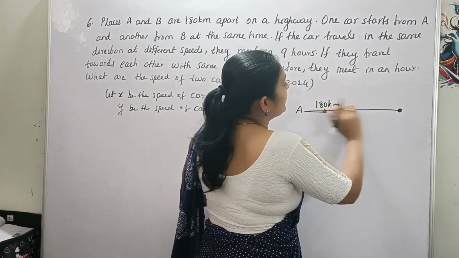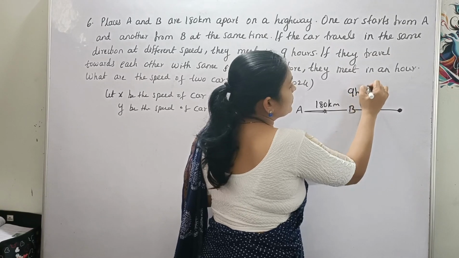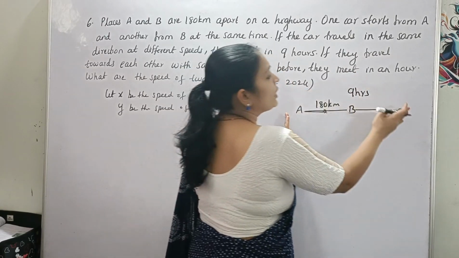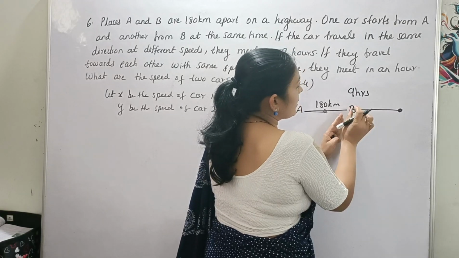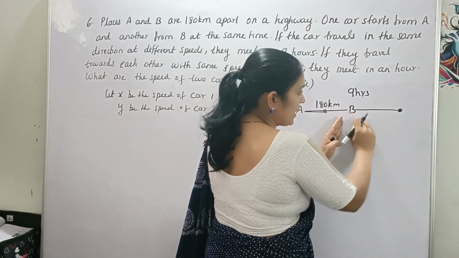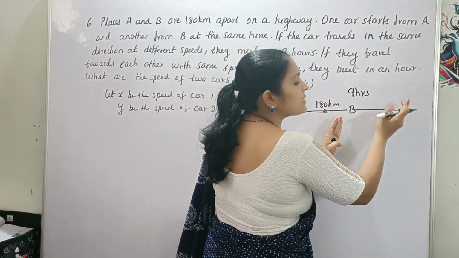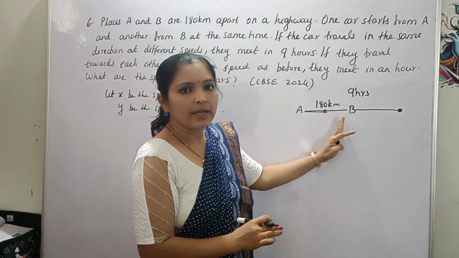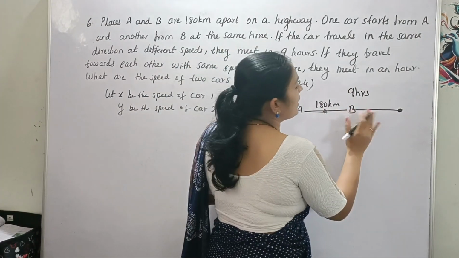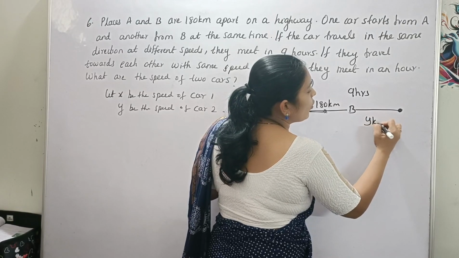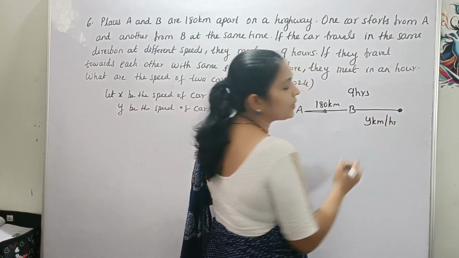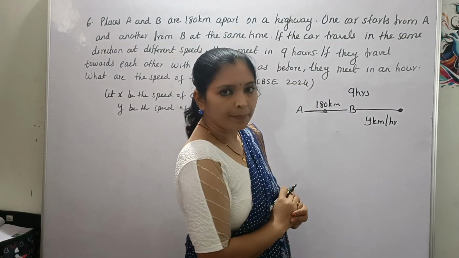So that means it takes 9 hours from here to here. Consider this one: car 2 starts from B and after 9 hours reached here. That means what is the speed of this car? The speed of the second car is Y kilometers per hour.